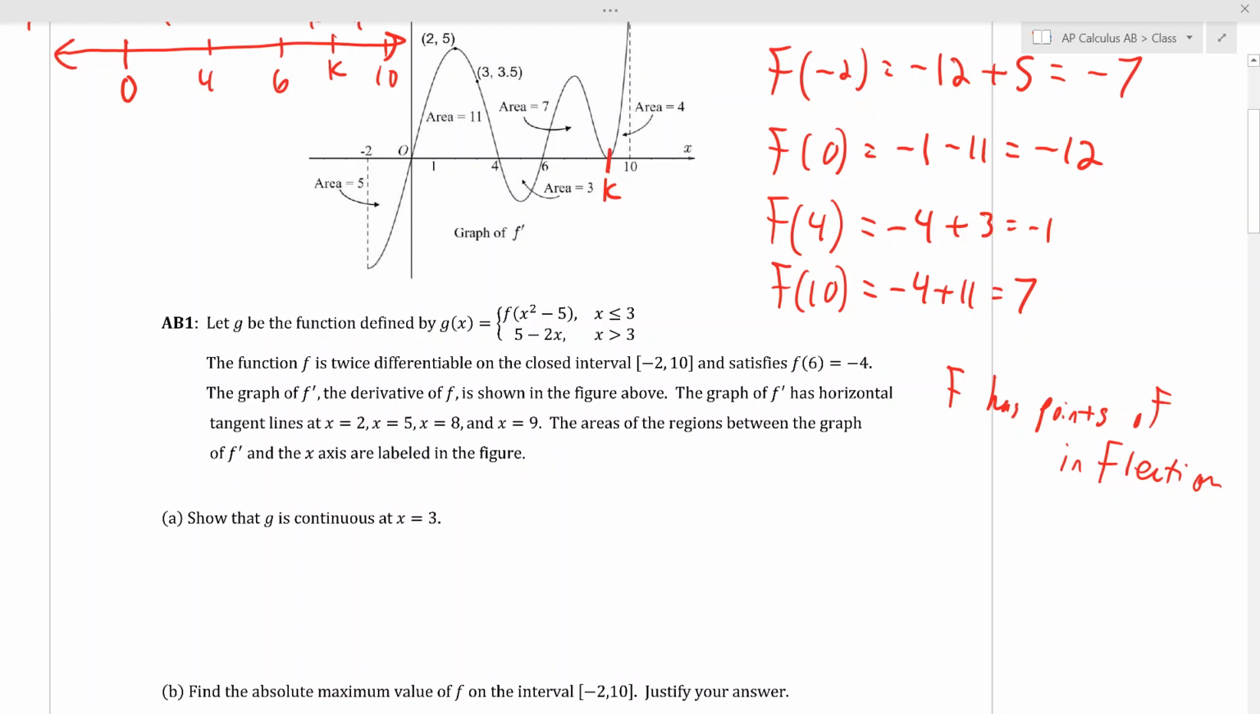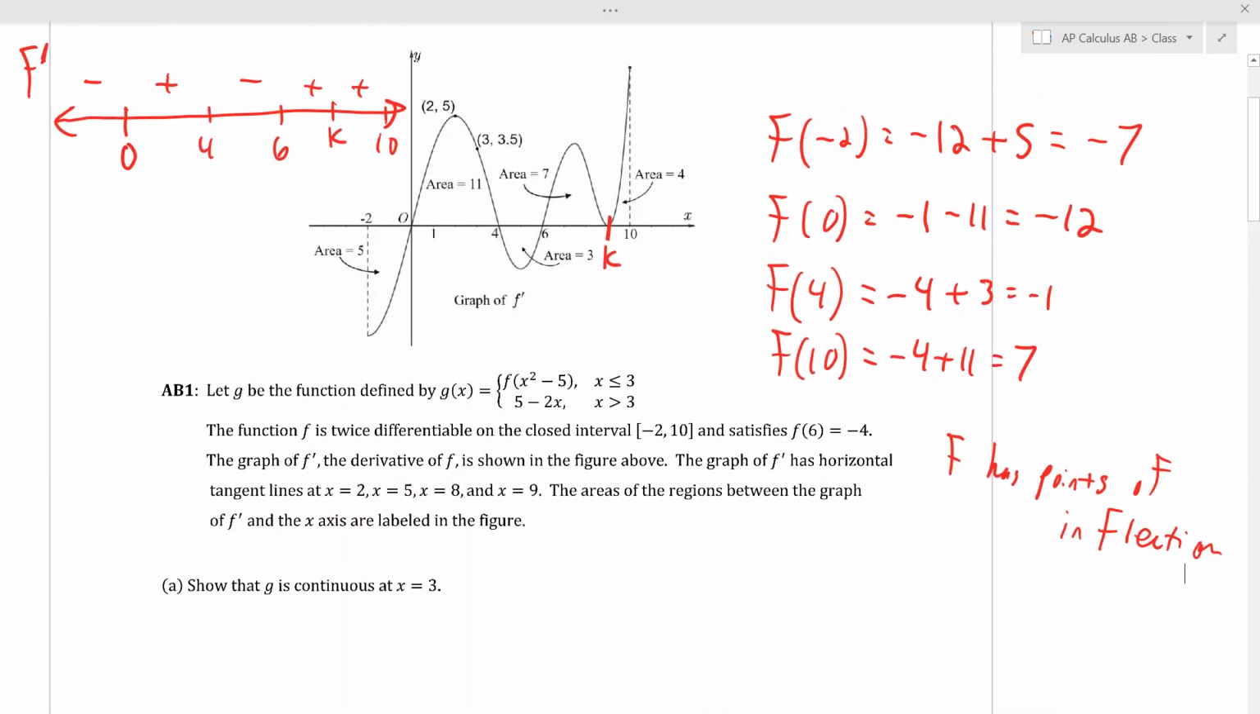So that's what that whole prompt says. You should, really, again, read it really carefully, get all the information out of it that you can. And that's what that tells us about f. But part A asks about g. And it says, show that g is continuous.